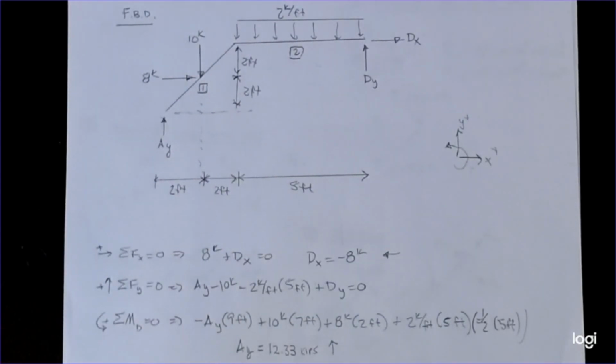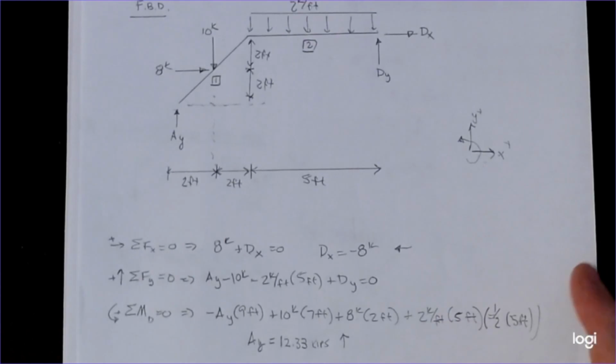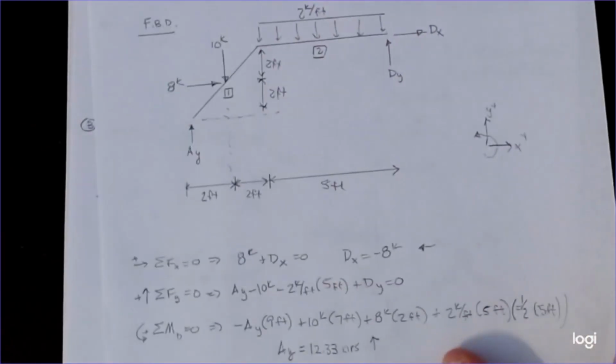Okay, DY, on the other hand, I can plug back into this equation once I have the AY value, and I find out that DY is 7.67 kips acting upwards. So once we have that, now's the methodology that we need to look at. This is just basic statics. You guys know how to do this.